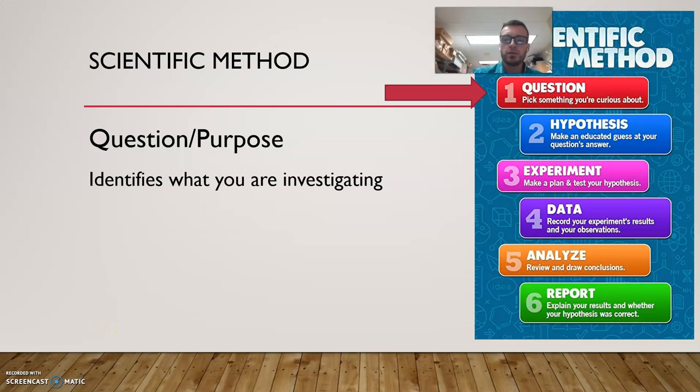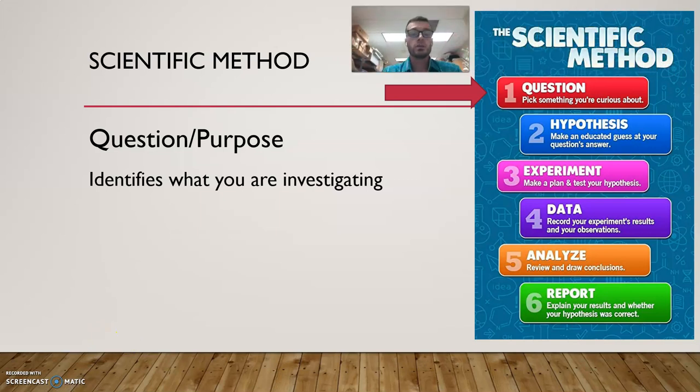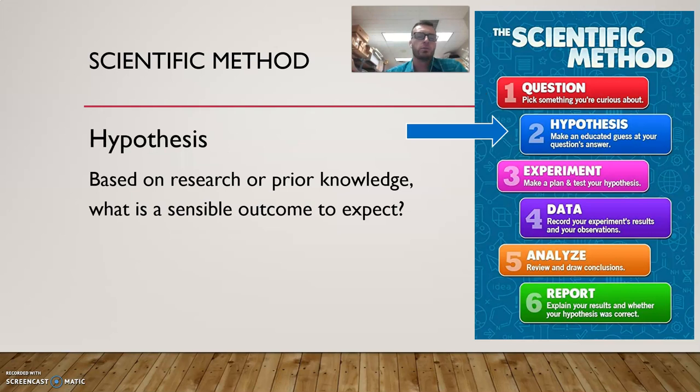All right, the first part of the scientific method, of course, is what are we going to explore? So the question or the purpose, it will be called sometimes, it identifies what you are investigating. I'm going to go through an example here in a minute about what these steps will look like, but that's very straightforward. What are we investigating? That should be addressed in your purpose or your question.